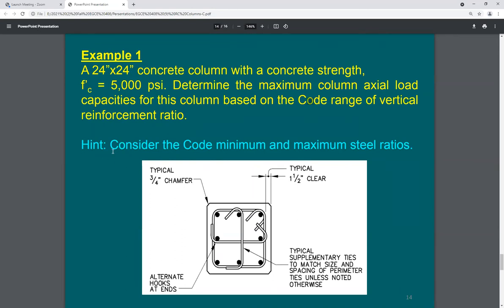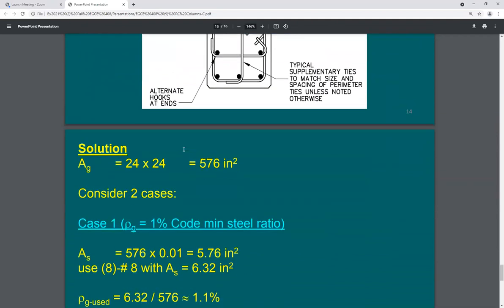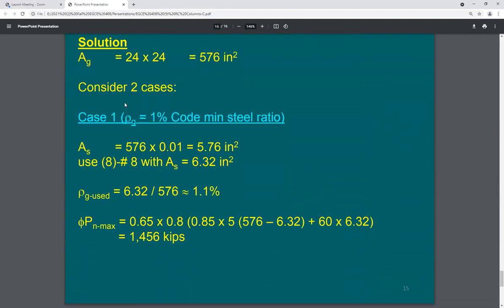All right, the hint here says, consider the code minimum and maximum steel ratios. Okay, so how much is the maximum? How much is the minimum? Here the column cross-section area is going to be 576 square inches. Now I have 2 cases, right? First case, when I use the minimum. How much is the minimum ratio? 1%. How much is 1% of 576? It says here 5.76 square inches.